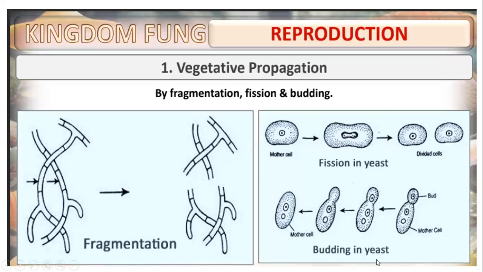Budding is a small outgrowth. The outgrowth gets a nucleus, and then it will get detached. So here, this one will form separately, and this one will form separately.